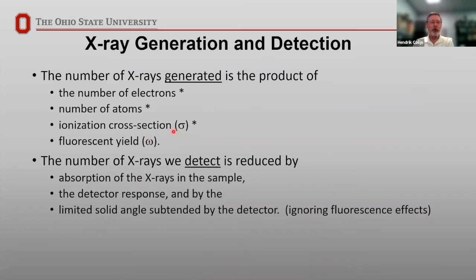We don't detect all of those X-rays. So some of the X-rays will be absorbed within the sample. Your detector has a certain kind of response function, so it has a probability of detecting a particular X-ray. But then also the detector will not detect all the X-rays that come out of the sample. It cannot see anything that heads off in a different direction. So you have a limited solid angle, and that will also reduce the number of X-rays we detect.